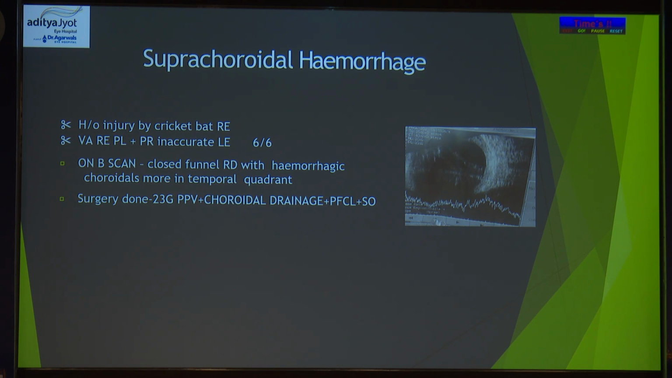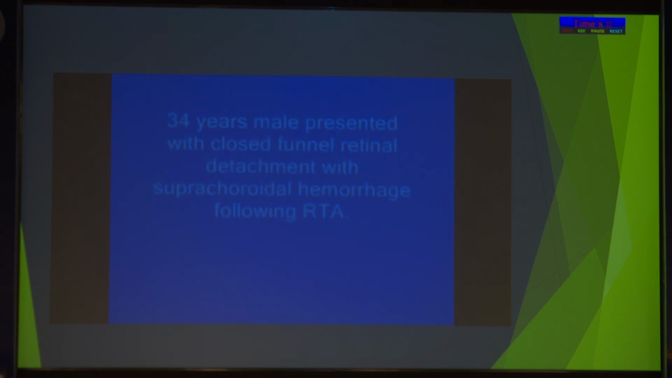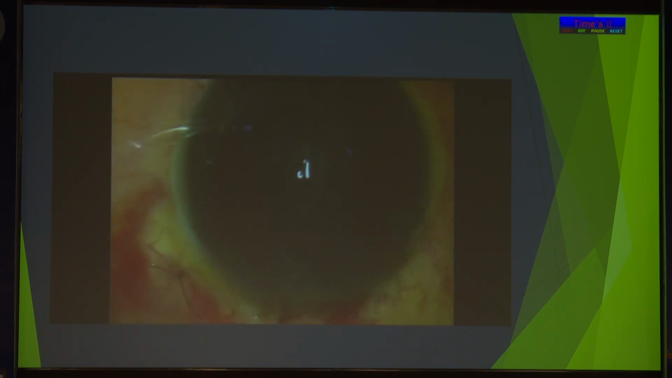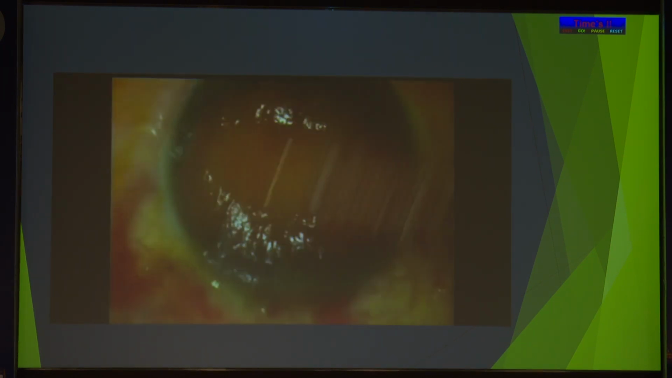particularly following trauma, with a history of injury with a cricket bat. This patient had a question mark PL, where B scan showed a total closed funnel RD with hemorrhagic choroids, more in the temporal quadrant. And this is a 34-year-old male with a closed funnel retinal detachment with suprachoroidal hemorrhage following a road traffic accident. You can see the corneal sutures across.